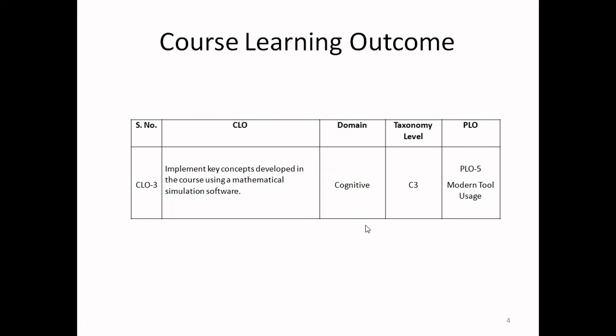The objective of this course is also to cover the course learning outcomes. The third learning outcome was that we have to implement the key concepts developed in the course using mathematical simulation software. So this learning outcome will be covered through this lecture, and by the end of this lecture I will give you an interesting assignment as well, in which you will develop the skills to make use of this software in an easy and efficient way.